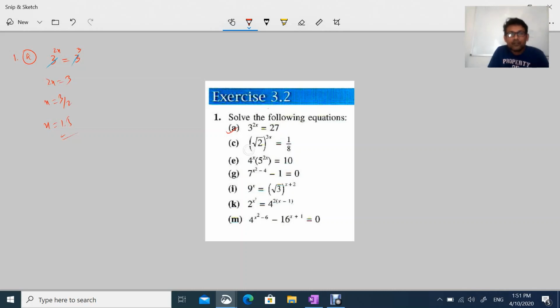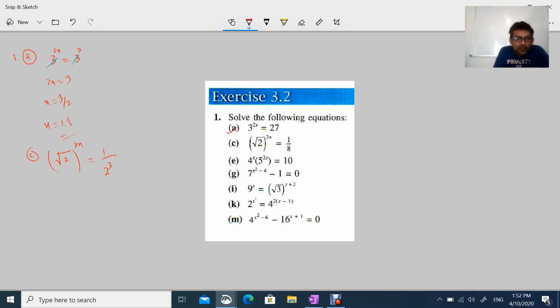It's very simple. What is our target here? We just have to make the same bases on both sides. Like question part c, under root 2 means the power is 1 upon 2. This is already 3x, and this I can make 1 upon 2 power 3. These 2 and 2 bases are the same: 2 power 1 upon 2. 1 upon 2 multiplied by 3x is 3x upon 2.